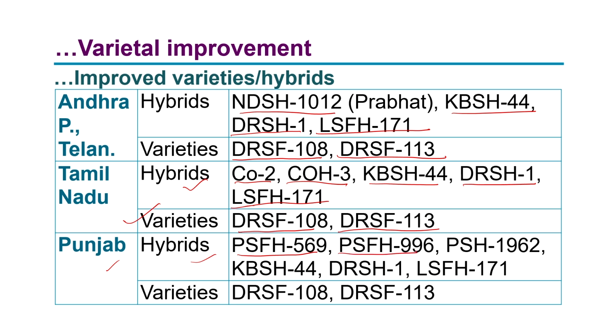And for Punjab, hybrids are PSFH569, PSFH996, PSH1962, and KBSH44, DRSH1, LSFH171. And the varieties for Punjab are DRSF108, DRSF113.